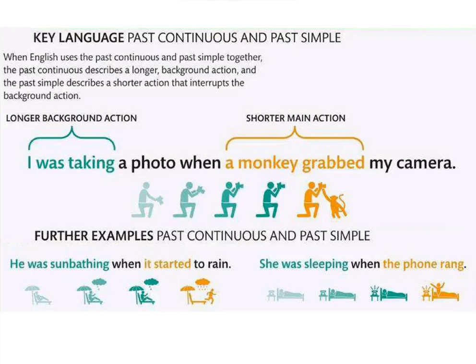Okay, let's see more examples here. He was sunbathing when it started to rain. He was sunbathing, tanning, when it started to rain. Long action, sunbathing, and then it started to rain. The verb to start doesn't take time. The beginning and the end don't take time. To start, to finish, we always use them in the simple form. We don't usually use them in the ing form. She was sleeping when the phone rang. We have a long action, she was sleeping, when the phone rang. That's it, here she woke up, and it's an interrupted action. It cut the first action, which is sleeping.